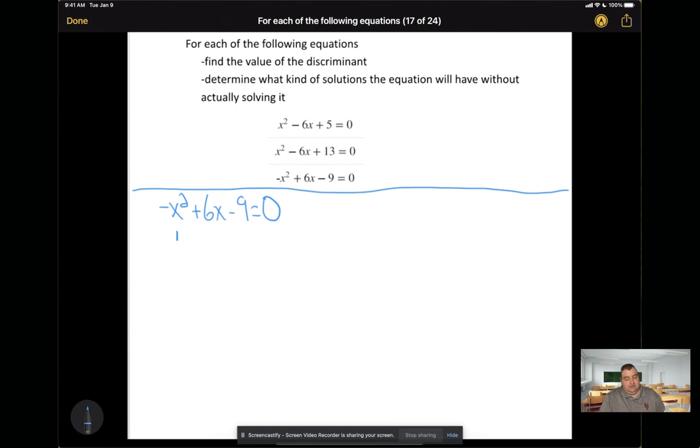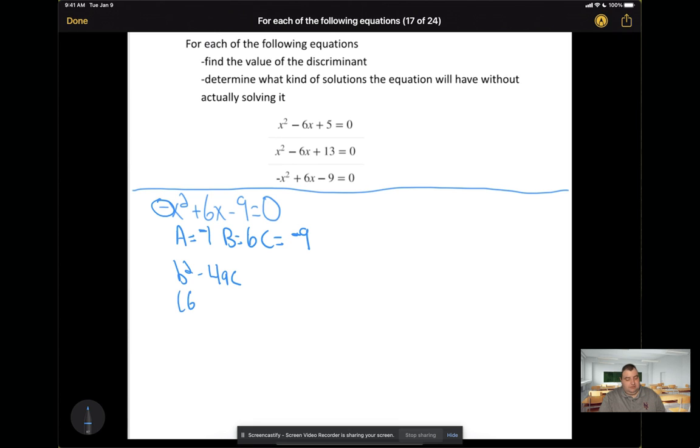So again, I'll identify my a, b, and c. So a in this case is now going to be negative 1 because of that negative x squared. b is going to be 6, and c is going to be negative 9. All right, so let's do my b squared minus 4ac.